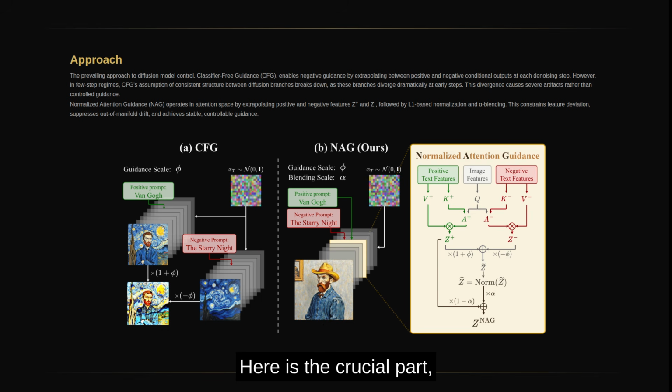Here is a crucial part, L1 normalization. This is a mathematical safety limit. Without it, the adjustment could become extreme and create artifacts. Think of it like a speed limiter on a car. You can steer away from unwanted features, but not so aggressively that you're going to crash.